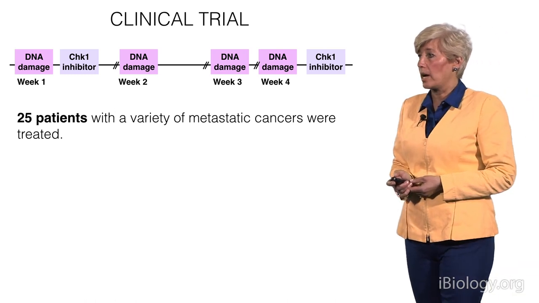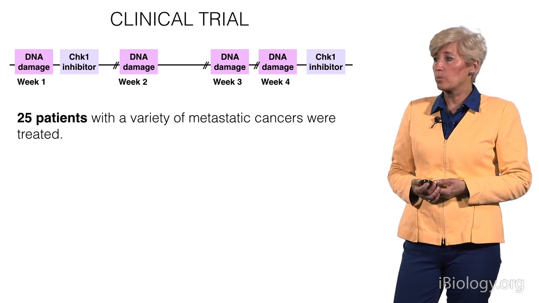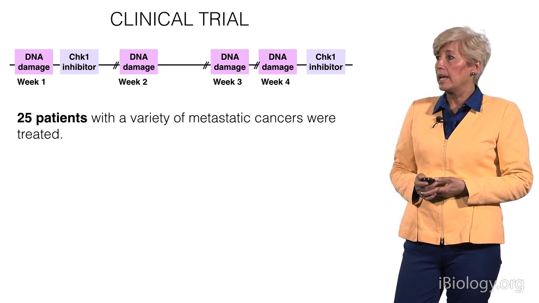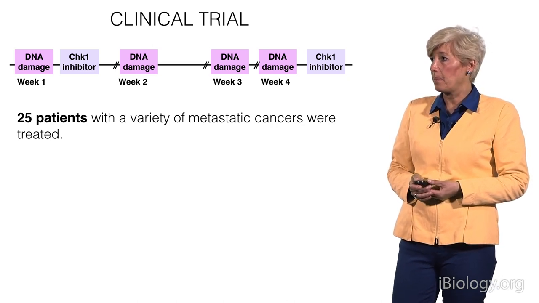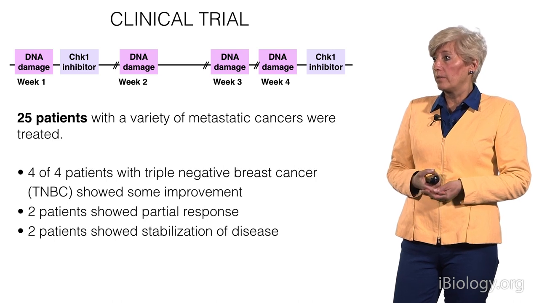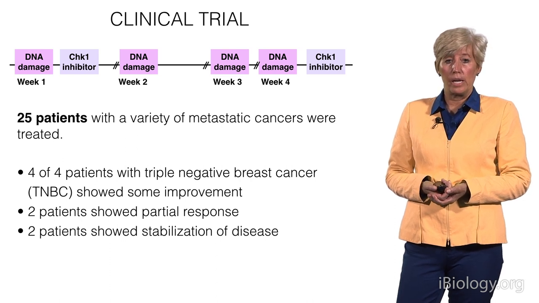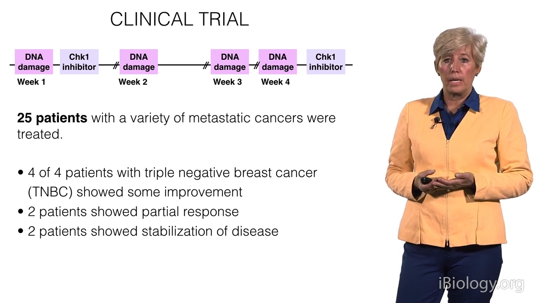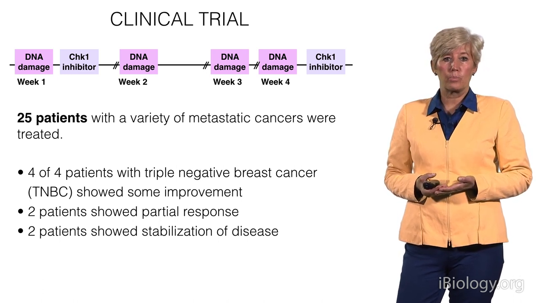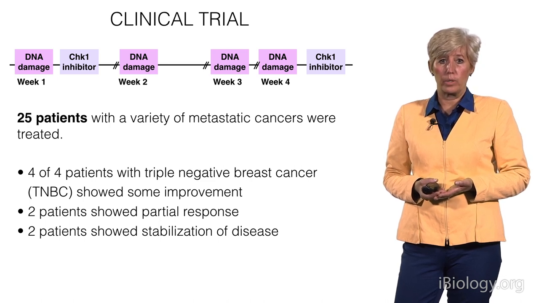So we started a clinical trial when I was a faculty member at Washington University School of Medicine, and 25 patients with a variety of metastatic cancers were treated. They were given a DNA damaging agent, in this case irinotecan, with a CHK1 inhibitor. Now, four of these patients had a special form of breast cancer known as triple negative breast cancer. When breast cancers are being treated, they're typically divided into three different types. In the first case, the tumor will express the estrogen and progesterone receptor, and we have nice targeted therapies that rely on estrogen deprivation pathways for treating those cancers.